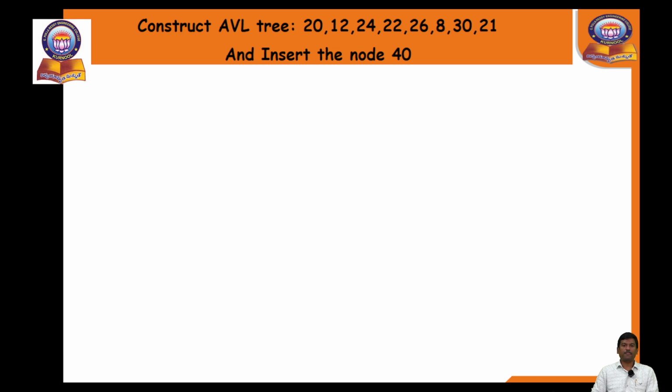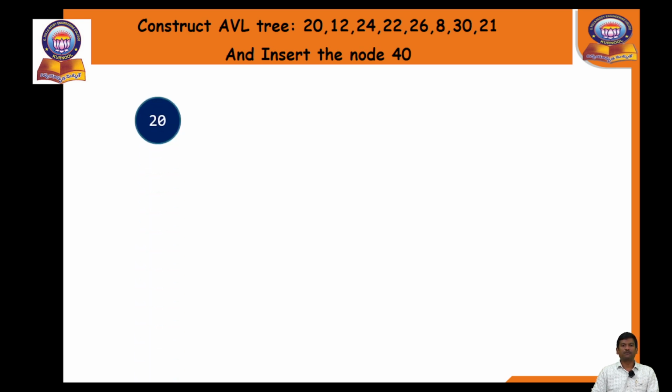Take for example, you need to construct the AVL tree with the following keys, that is 20, 12, 24, 22 and so on, and later on you need to insert the node 40. The property of the AVL tree says it should also satisfy the property of the binary search tree, and the balance factor should be within the allowable range. That is, it can be either -1, 0, or 1.